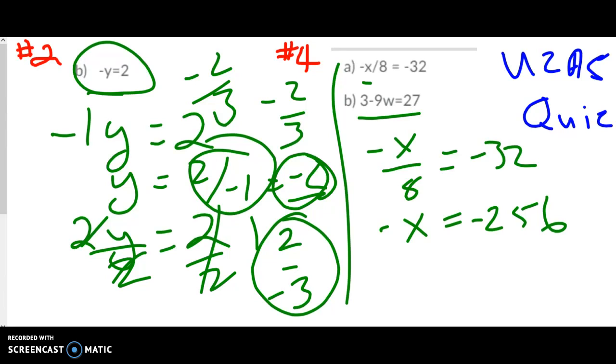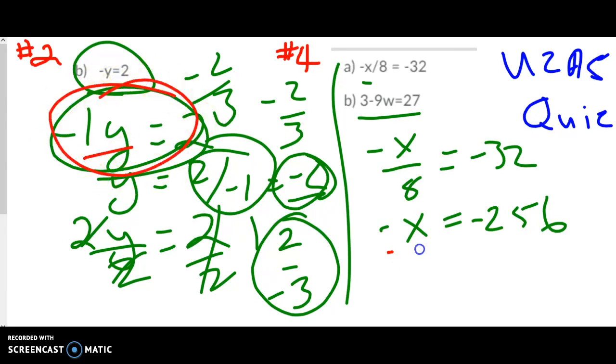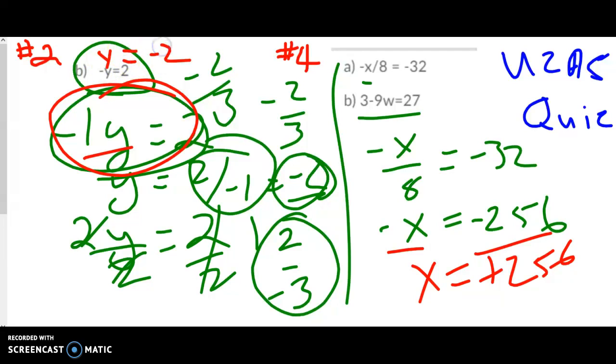And in this situation, you're in the exact same spot you were over here, right? So you have your negative x is equal to this. And one thing to look at now, and I'm sure a lot of you are able to do this, is if you have negative x is equal to something, you can just change the sign. So if negative y is equal to 2, you can just say y is equal to negative 2. And same here, negative x is equal to negative 256, x is equal to 256.